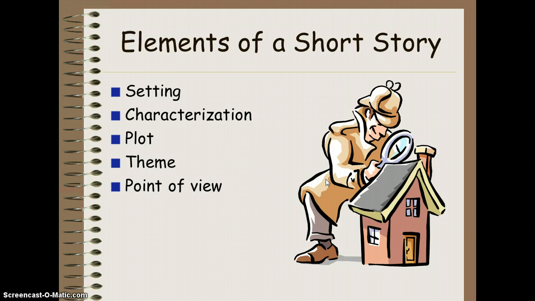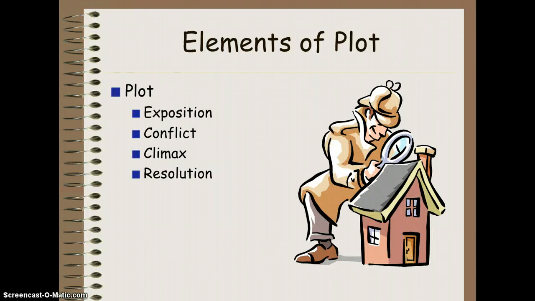However, one of the elements, plot, has some elements of its own. Plot, in particular, has some pieces to it as well that we will be learning about and going into more detail about this year. Plot has 4 elements: exposition, which is a word you may or may not be familiar with, conflict, climax, and resolution. There are also a couple of other things in there which we will discuss, but these are the parts of the plot. And remember, the plot is an element of the short story. These are the elements of plot.